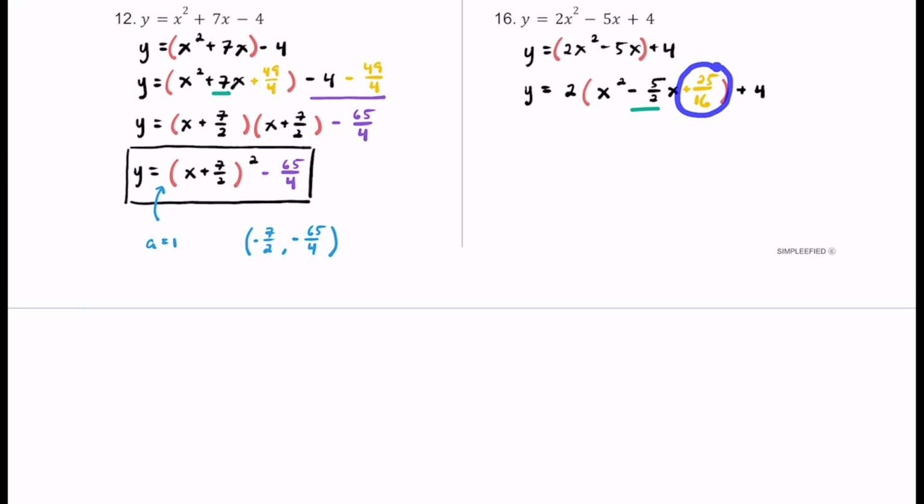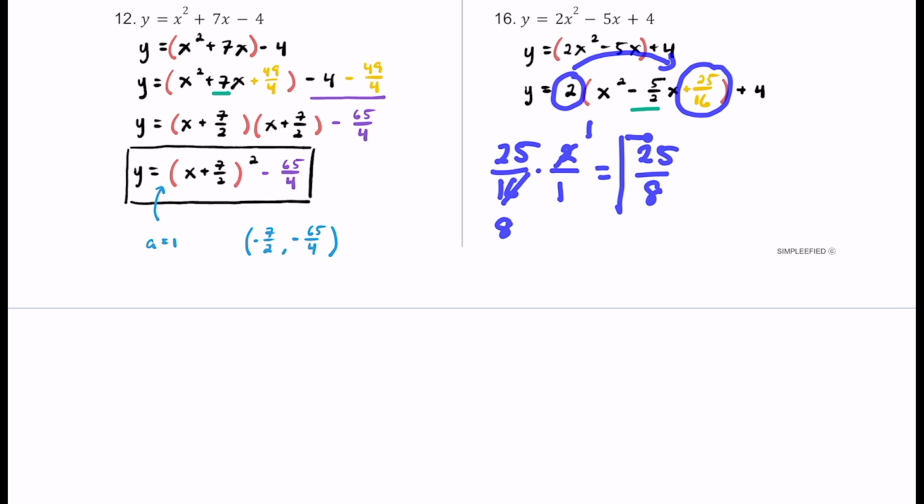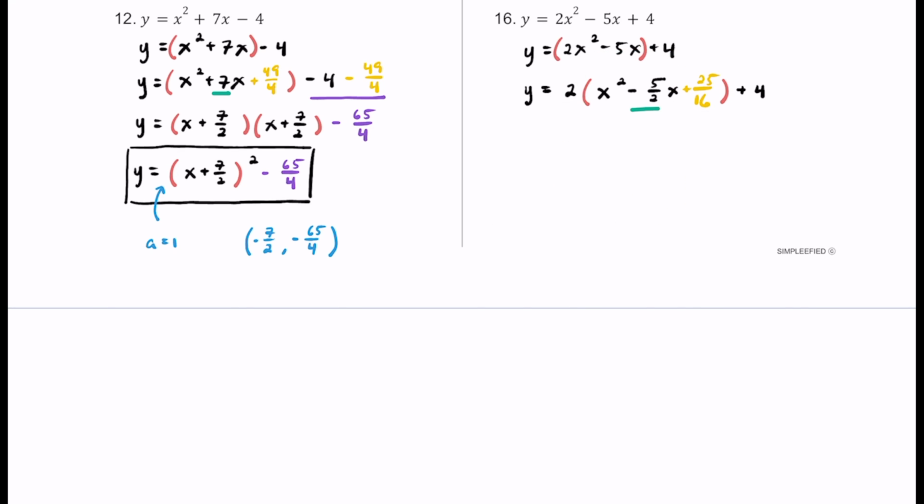Take a look here. We just added 25/16, but how many of them did we add? We added 2 of them. We added 2 of these 25/16. So what's 2 of those? 25/16 times 2 is really the same thing as adding 25/8. 25/8 is double 25/16. So if we just added 25/8 on the inside, we should take away 25/8 on the outside. Let's go ahead and write -25/8.